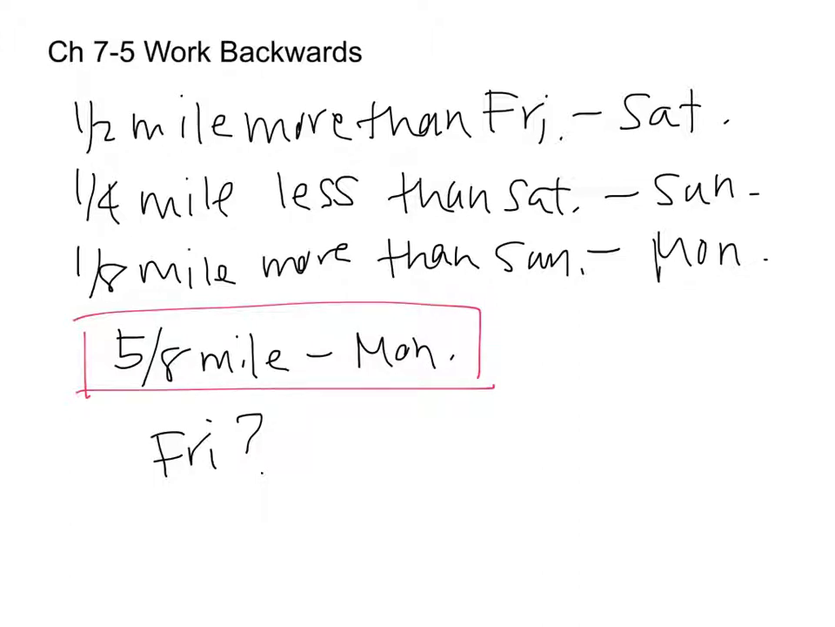If on Monday she rode 5/8 of a mile, we look at the one right before that. It says Monday was 1/8 mile more than Sunday. What do you need to do to figure out what Sunday is? Ashika: You have to subtract 1/8 from 5/8. Right, because the 5/8 is more, so to figure out Sunday we have to subtract. So you would take 5/8 mile and subtract 1/8.